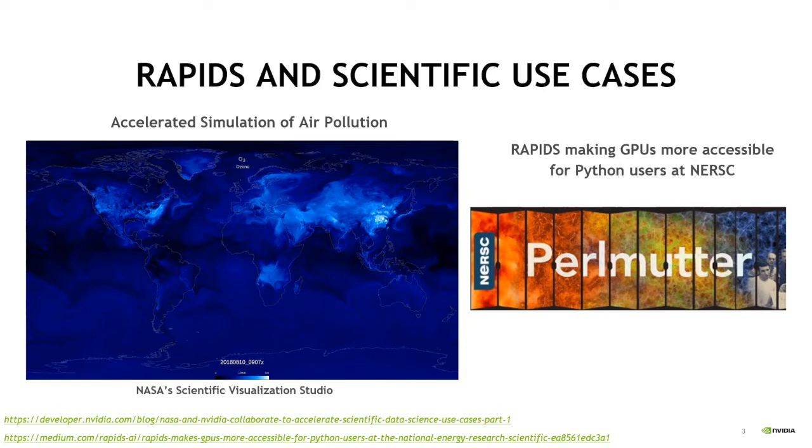And then on the right, it's an image of Perlmutter, the next supercomputer at NERSC, that will include over 6,000 A100 GPUs. We've worked with them to support a couple of scientific use cases. For example, one of these projects is working on understanding how applications at NERSC utilize the interconnect on the current cluster and how adaptive routing can influence performance. So we were able to port part of this workflow to GPUs with RAPIDS with 190x performance improvement compared to the original code on CPUs. I've also linked both blogs here if you're interested to read more about these collaborations.